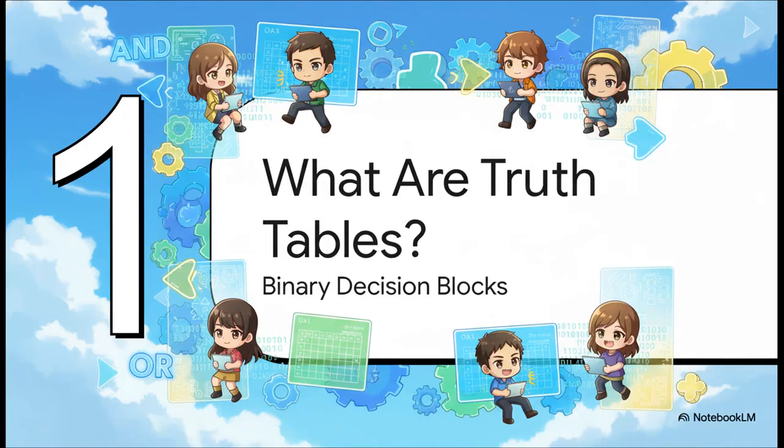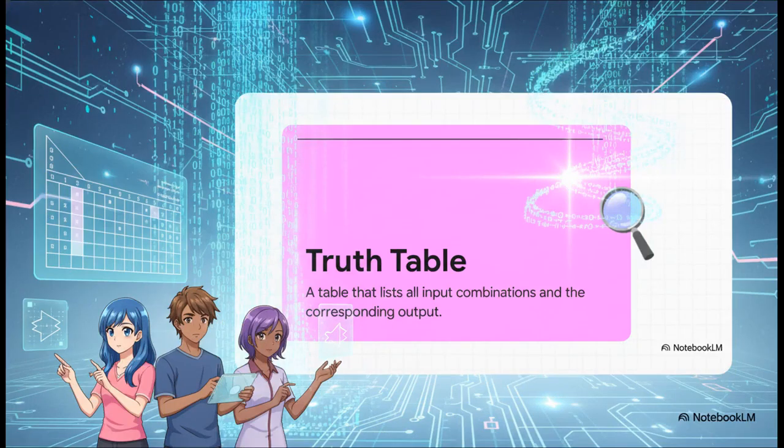So first things first, what exactly are these things? Well, you can think of them as the ultimate cheat sheet for binary logic. To put it simply, a truth table is an exhaustive list. It takes all the possible inputs, your ones and your zeros, and tells you precisely what the output is going to be for each and every combination. There's no guesswork, just pure, predictable logic.